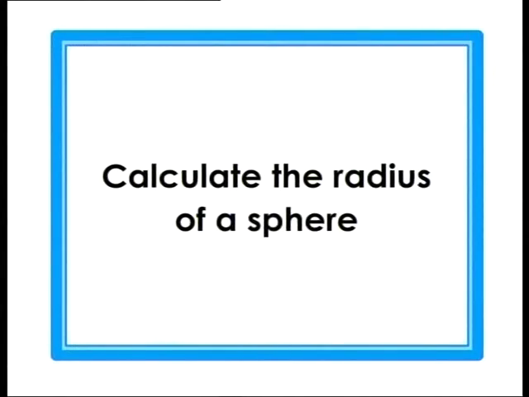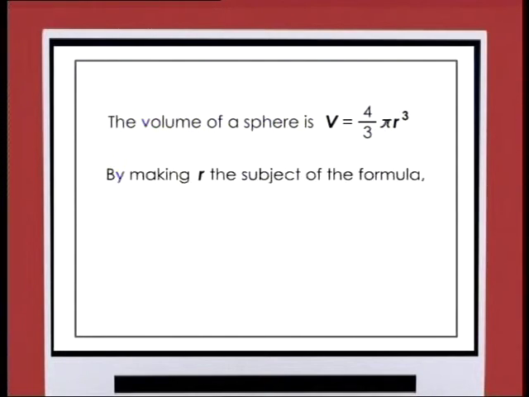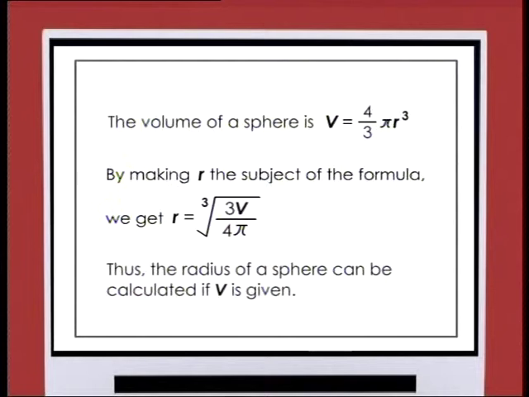Calculate the radius of a sphere. The volume of a sphere is V equals 4 over 3 pi r cubed. By making r the subject of the formula, we get r equals the cube root of 3V over 4 pi. Thus, the radius of a sphere can be calculated if V is given.